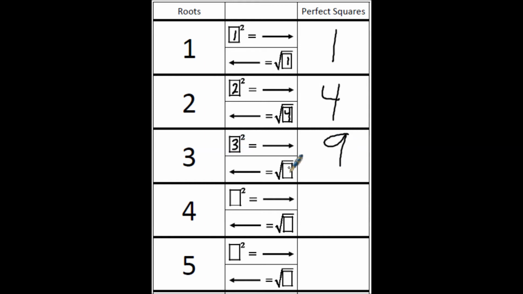3 squared would give me 9, but the square root of 9 would give me back the root of 3. 4 squared would give me the perfect square of 16, but the square root of 16 would give me back the root of 4. 5 squared would give me the perfect square of 25, but the square root of 25 would get me back to the root of 5.